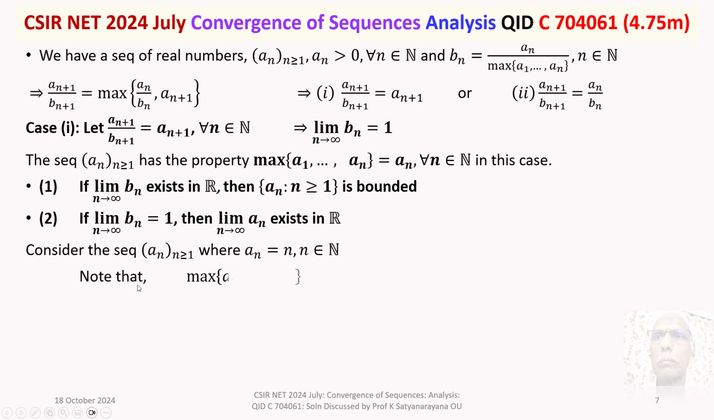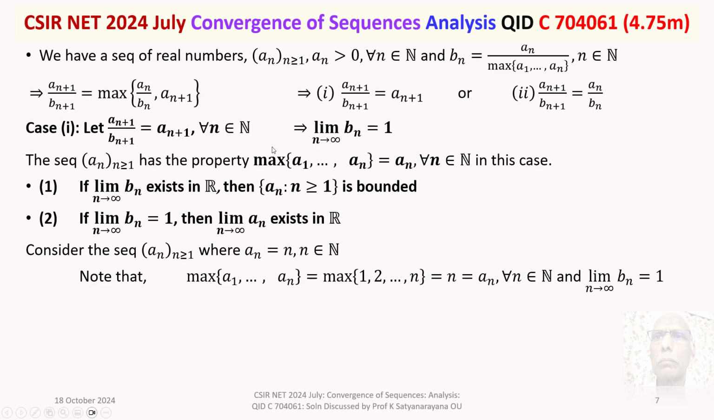Now note that the maximum of a1, a2, ..., an is the maximum of 1, 2, 3, up to n, which is n. That is a_n for all n belongs to N. And we will also see b_n is equal to a_n by the maximum of a1, ..., an, which is a_n by a_n, which is 1. So b_n is 1, and the limit of b_n as n tends to infinity is 1. So we already have case 1.